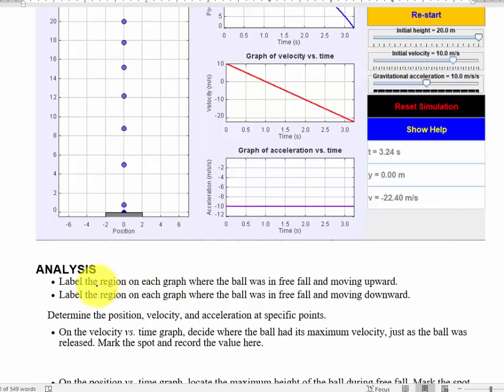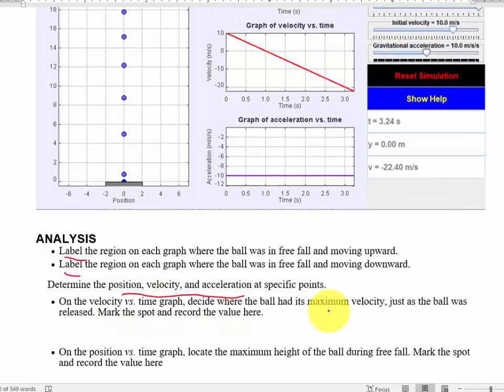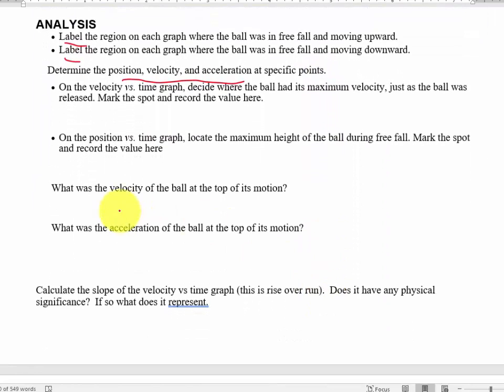And then I just have you label a couple of things, and you can label it however you want to. You can use double arrows, A, B, C, 1, 2, 3, X's, draw lines, be creative, but label various things, and determine the position, velocity, and acceleration just at some specific points, like when it's at the top of its motion and fun things like that. I have you identify the acceleration and velocity just at a couple of important points.